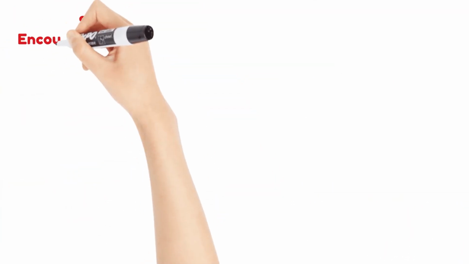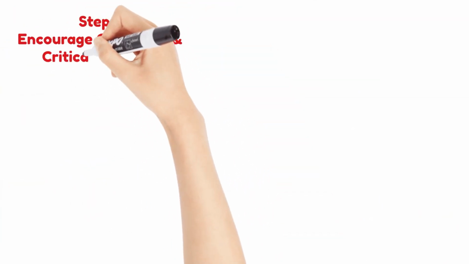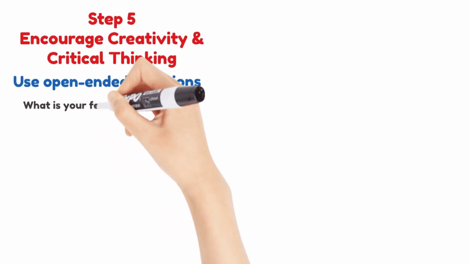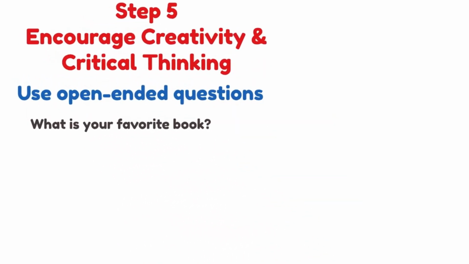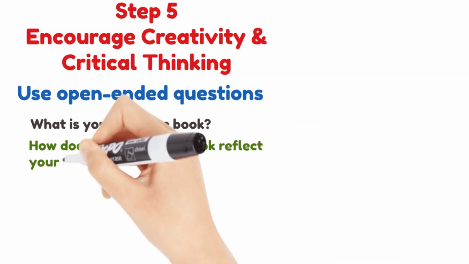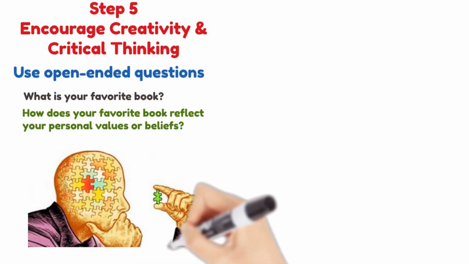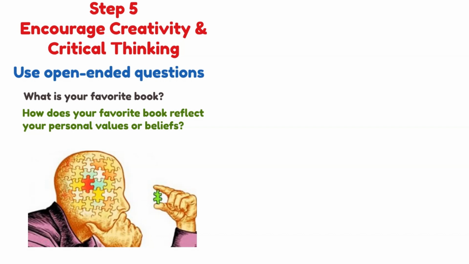Step 5. Encourage creativity and critical thinking. Effective prompts also encourage creativity and critical thinking. Use open-ended questions that allow for multiple perspectives and interpretations. For instance, instead of asking, "What is your favorite book?" you could ask, "How does your favorite book reflect your personal values or beliefs?" This invites the writer to think deeply and connect their personal experiences to broader themes.